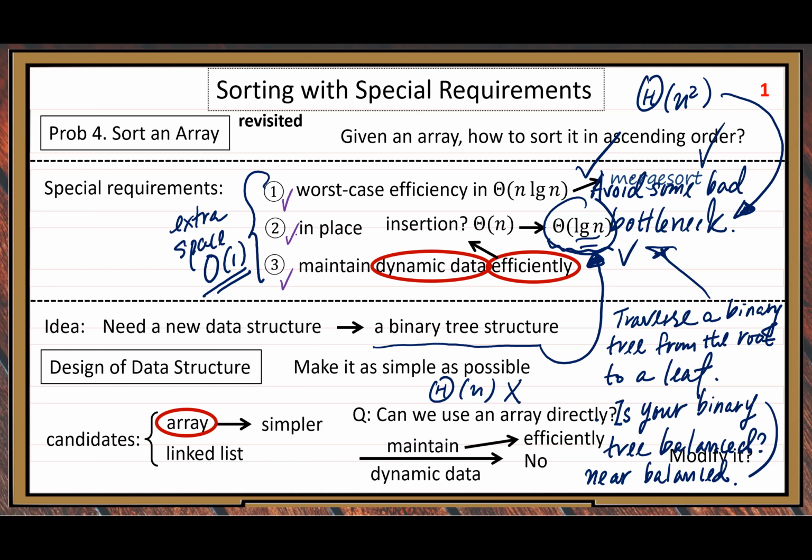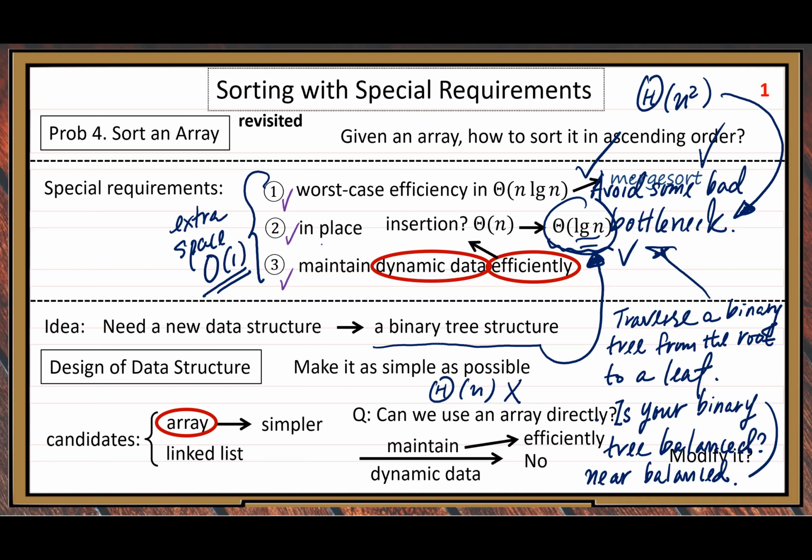Why binary tree? Some of you may ask me why we like to store a binary tree in an array. The reason is this condition number 3. Look at our requirements, 3 requirements. The third one, maintain dynamic data efficiently. We want this property. So what do you mean maintain dynamic data efficiently?